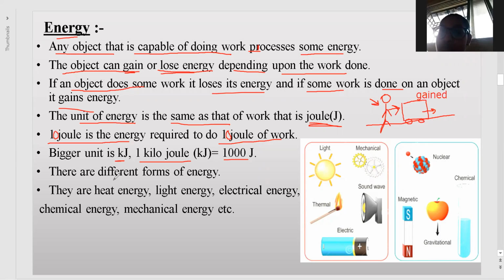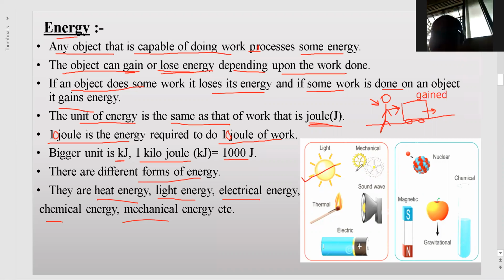Now let us discuss the different forms of energy. As we know, and you all have also studied, there are different kinds of energy. For example, heat energy we have studied, light energy we have heard, electrical energy, chemical energy, mechanical energy. From the sun we get light energy. From machines, say from a vehicle, we get mechanical energy. When we burn something, it's thermal energy or heat energy.